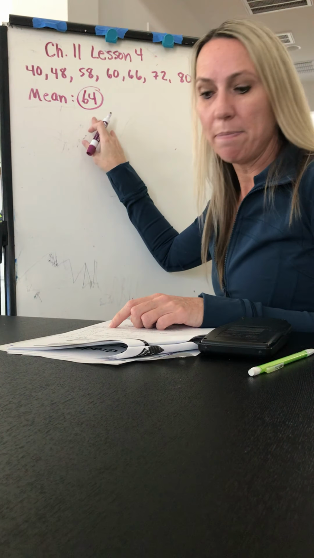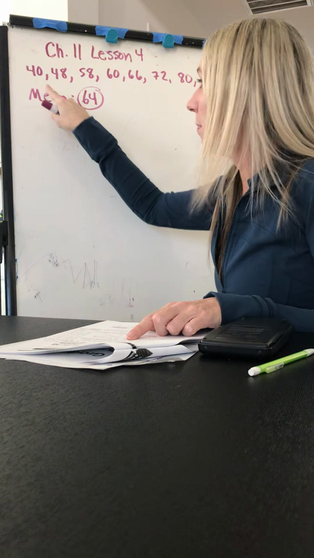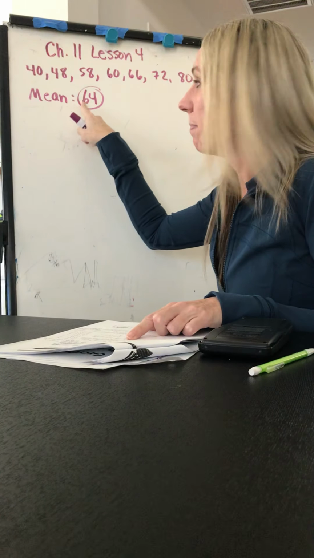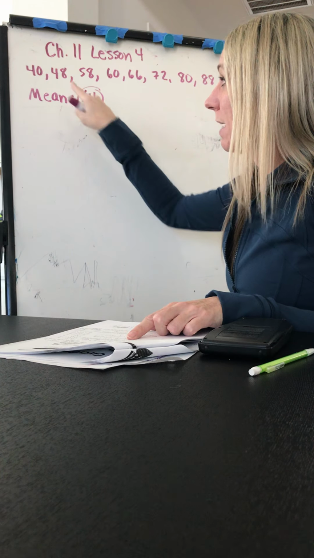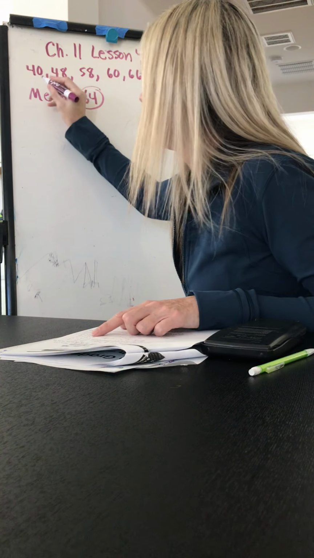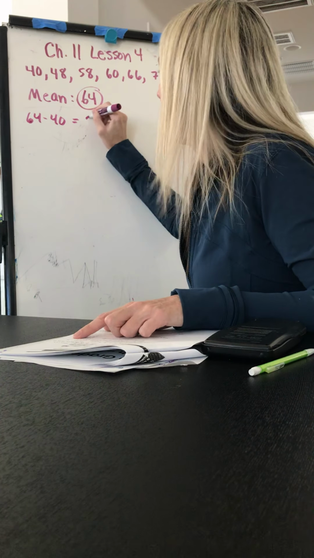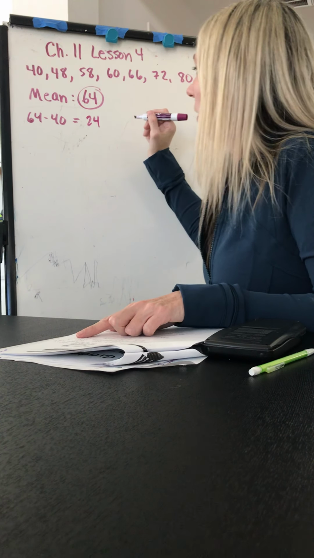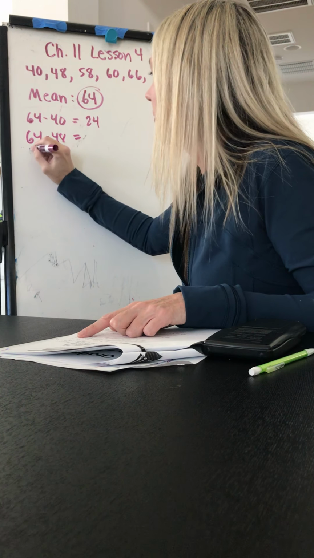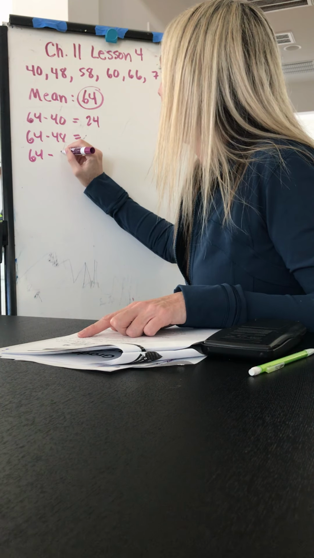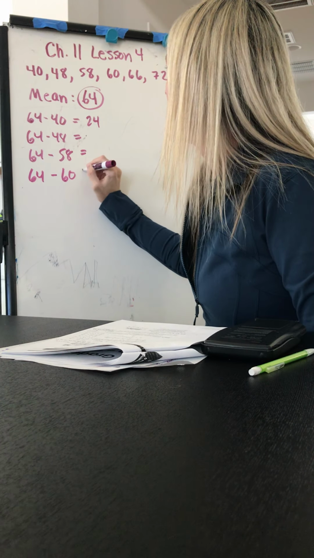Now once you get the mean, what you do with every piece in the data set is see how much it varies, or the distance from the mean. So basically we're going to subtract these from the mean, every single one. The first one, we're going to do 64 minus 40. Then 64 minus 48. Then 64 minus 58. Then 64 minus 60.